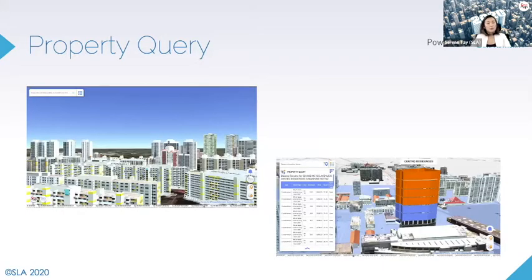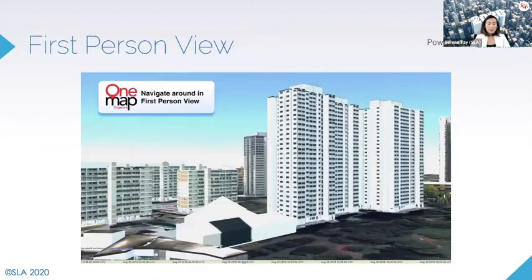Now, some of the new features that you can find in the new 3D environment are, for example, the property query in 3D, which is in a 3D format to showcase the first-person view at various levels. So what you can see is something like this. You'll be able to select the level that you want to view your environment from and to see your surrounding from, and you'll be able to do that in the 3D platform.